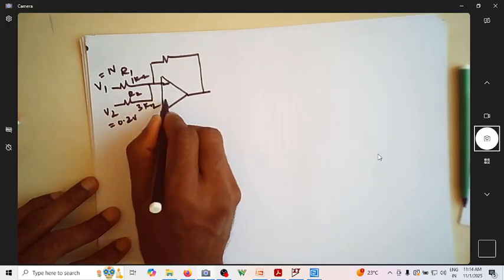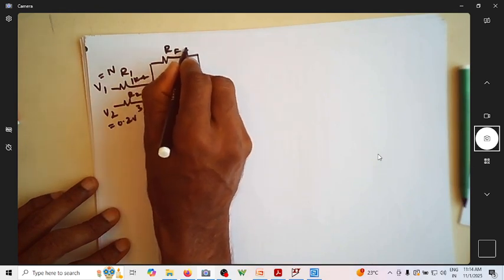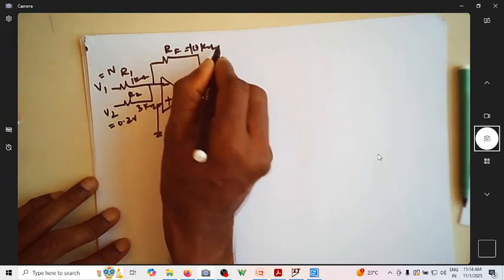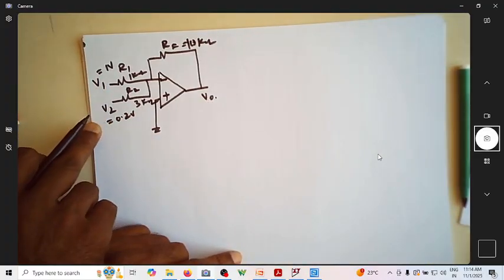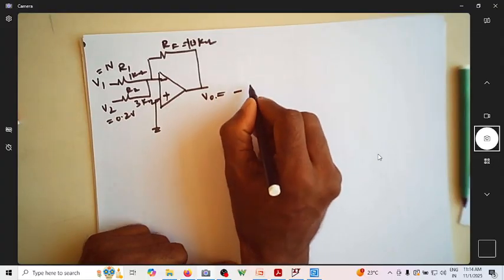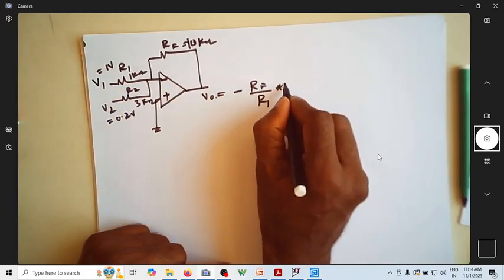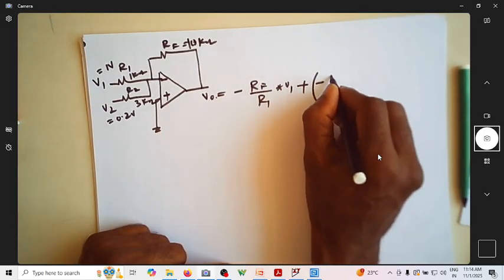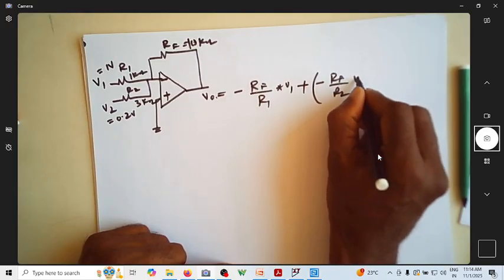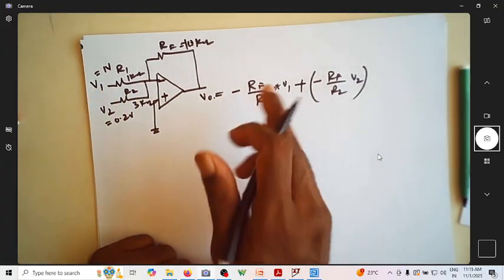Let us assume RF as, this is minus, this is plus, this plus is grounded, and let us consider RF as 10 kilo ohm. So what is V naught now? Now V naught is due to both the inputs. So now V naught can be written as minus of RF by R1 into V1, this is 1 volt, plus of minus of RF by R2 into V2. You can see you have to consider this voltage as well as this voltage for getting the overall voltage.